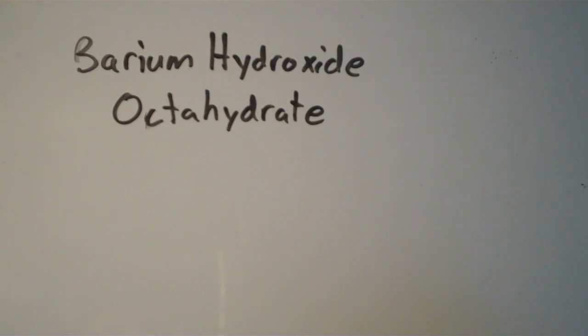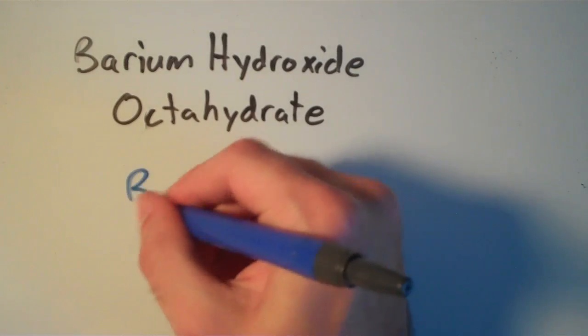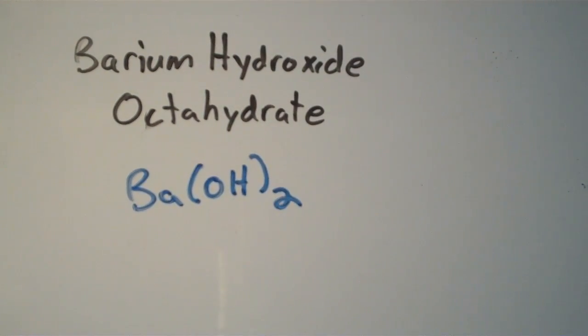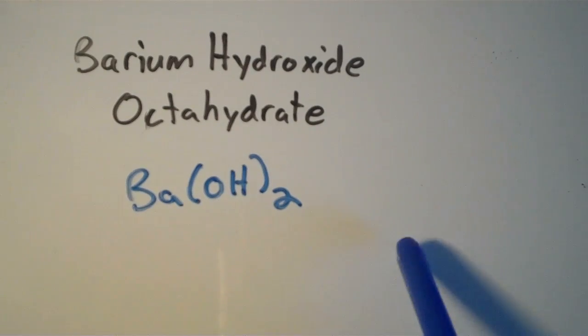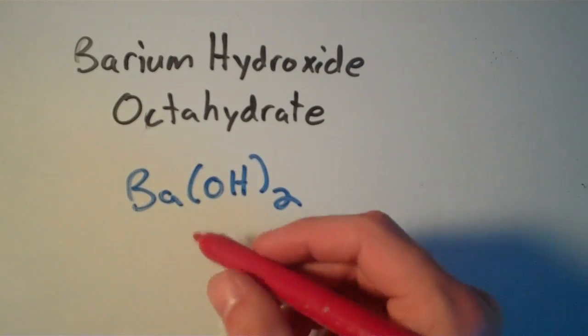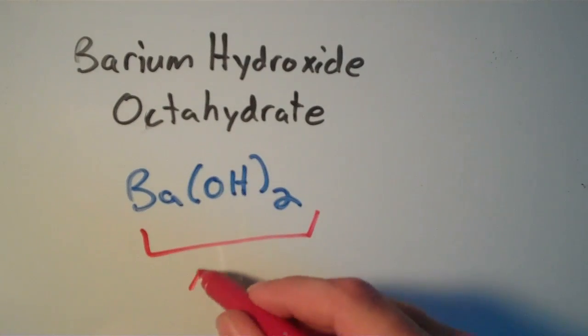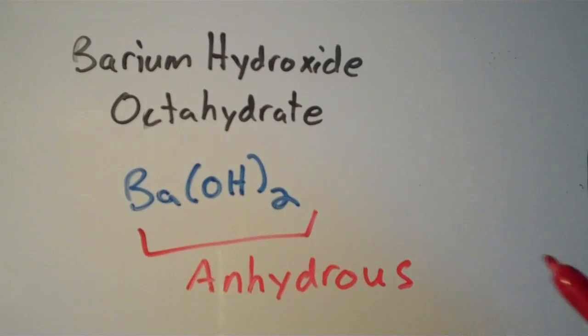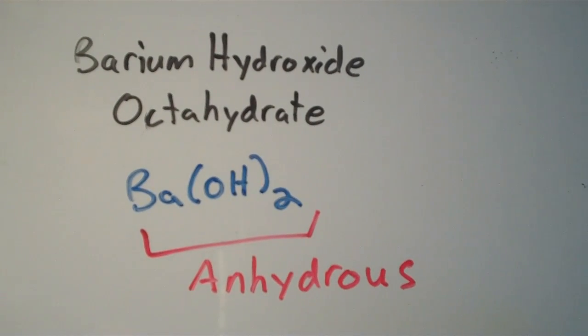Well, the formula for just good old barium hydroxide would be BaOH2. So that's the formula for barium hydroxide when it's not hydrated. And just another terminology issue: when something is not hydrated, we call that anhydrous. So barium hydroxide without any water molecules associated with each formula unit is called anhydrous barium hydroxide.